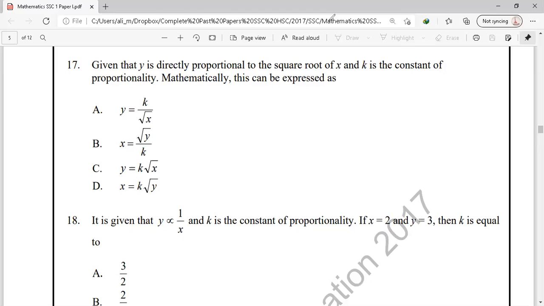So let's see question number 17. In question number 17, y is directly proportional to the square root of x. So from the given statement, we can see that y is proportional to square root of x, where k is the constant of proportionality. So y would become k square root x. So mathematically, this can be represented as y equals k square root x. So the correct option in question number 17 is option C.